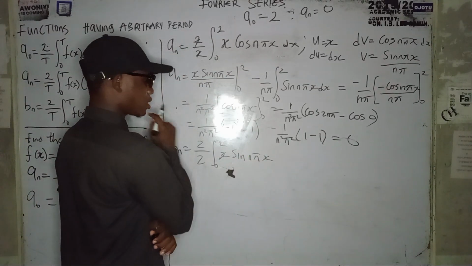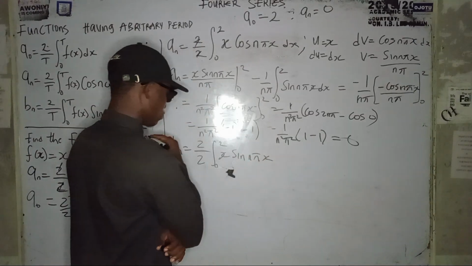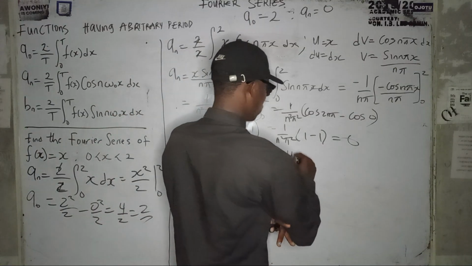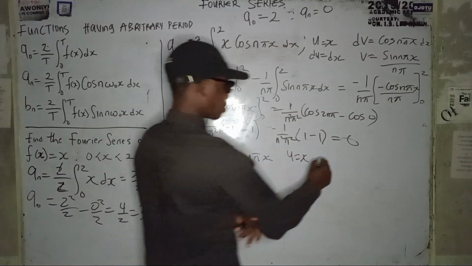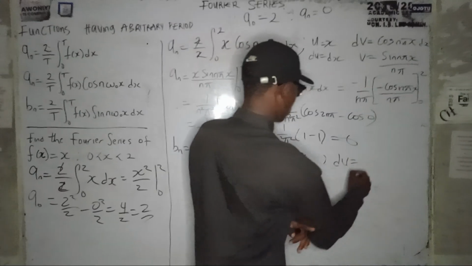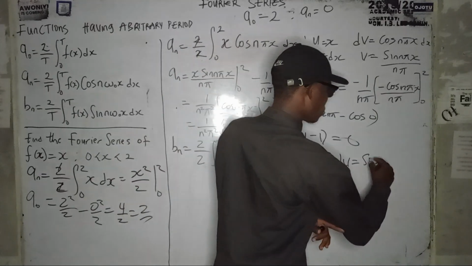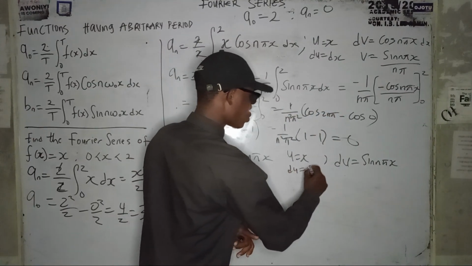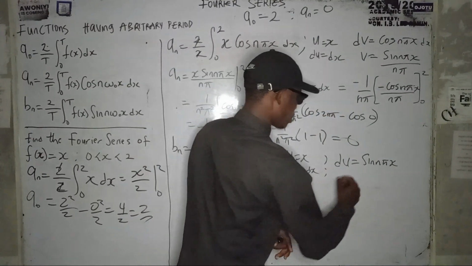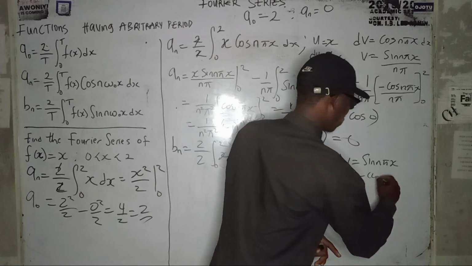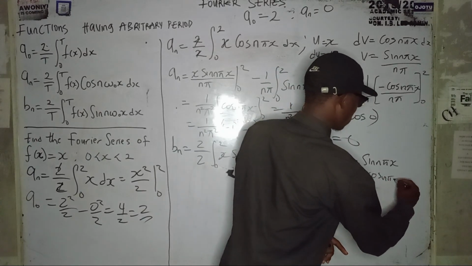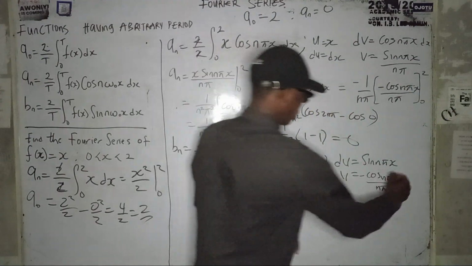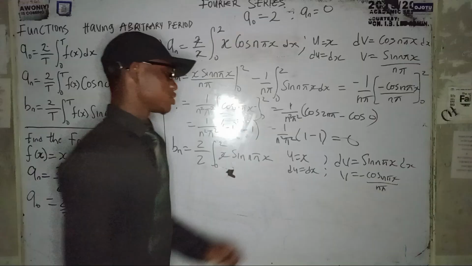So n pi x, then when we continue, 2 cancels 2, we just use integration by parts. U is equal to x, and dv is equal to sine n pi x. Du is equal to dx, and we have our v is equal to minus cos n pi x over n pi here.